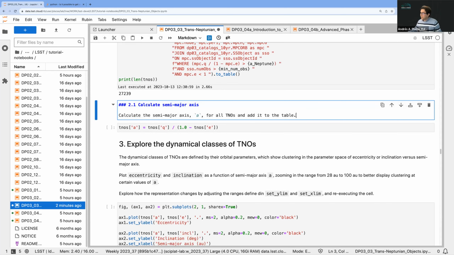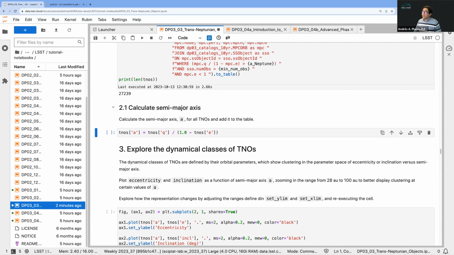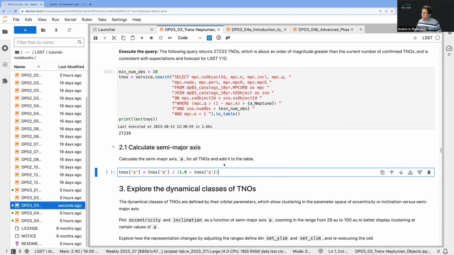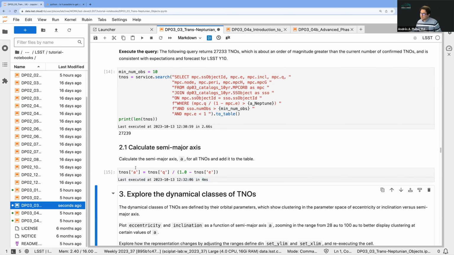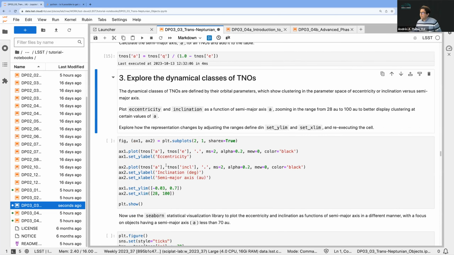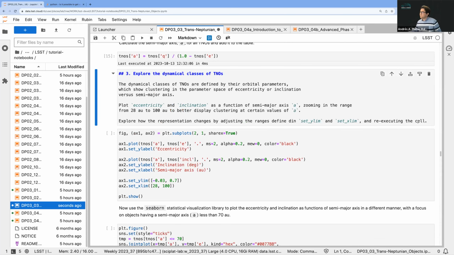I'm going to calculate the semi-major axis and add it to the table that I got when I ran the query, this TNOs table that has everything that I need. Just for convenience, I'm going to define this as A, as an extra column. And now I'm going to start exploring these dynamical classes of TNOs. The first thing we can do is plot the eccentricity and inclination as a function of semi-major axis.